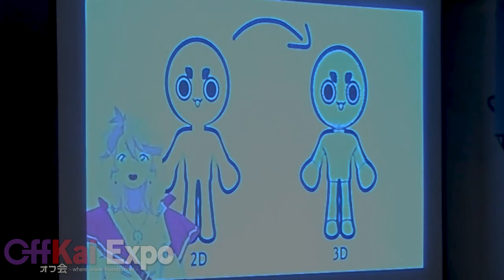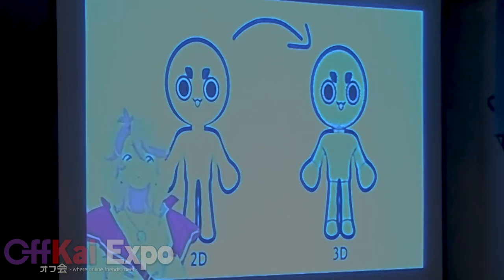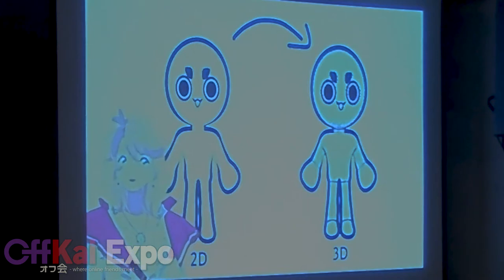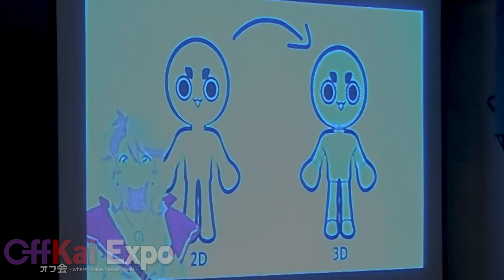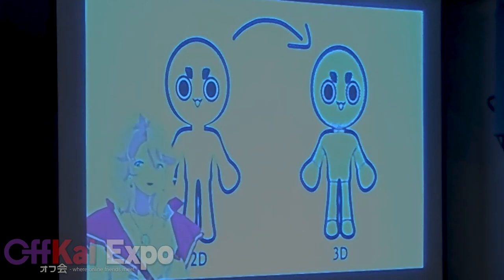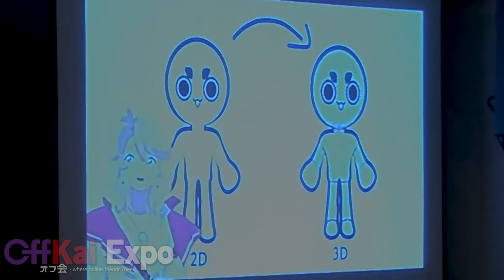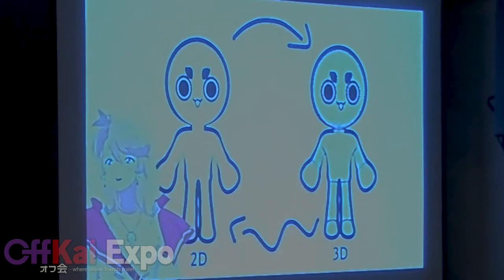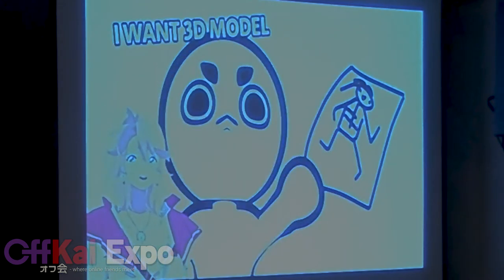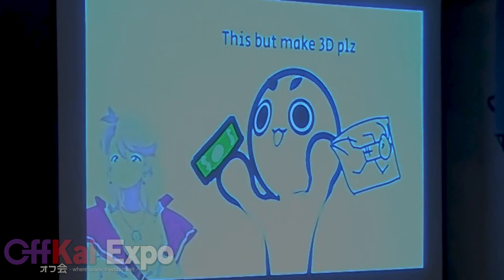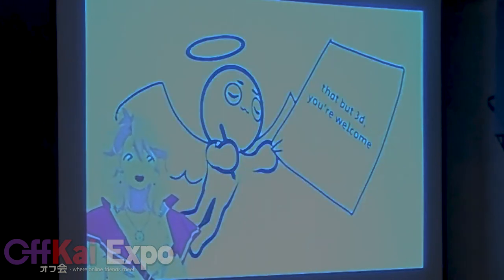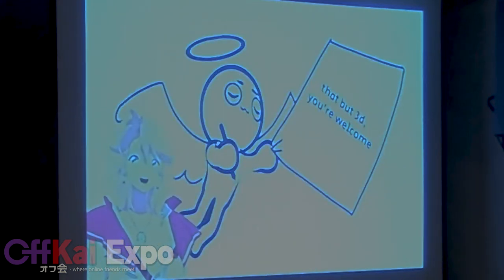So, how would you go about that? There's many ways to do it. You could hire someone, as I mentioned before, or you could use a character maker, such as VRoid, right? This is my little guy wanting a 3D model. He's like, no, I don't want life to be, I want 3D. Anyways, you could hire someone, and they can come back and make this little guy 3D, that but 3D.